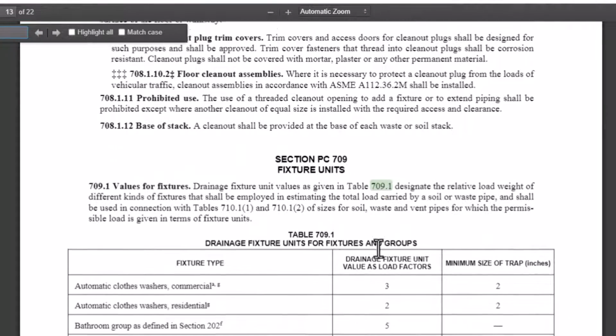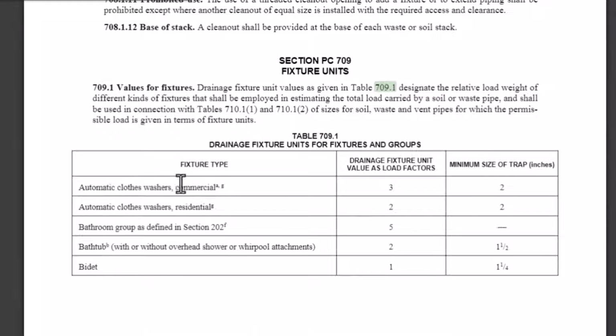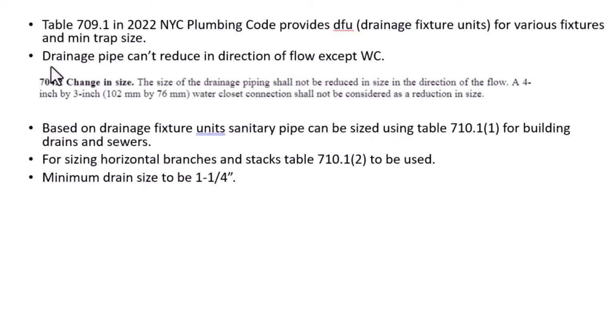It's right here, and this is table 709.1, drainage fixture units for fixtures and groups. It lists the fixture type and the drainage fixture units that correspond to that fixture type, along with the minimum size of the trap. Now, the drainage pipe can't reduce in the direction of flow except for water closets.